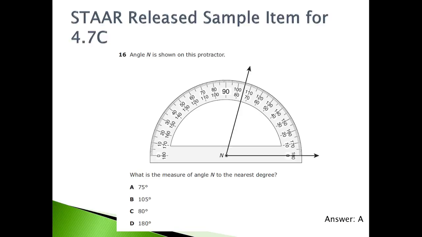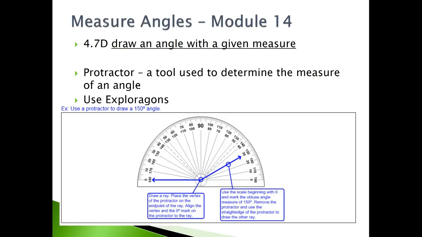Here's another item. This was a sample item. It was never tested. Then 47D, draw an angle with the given measure. Notice with this you can use your protractor, but also you can use your Exploragons.